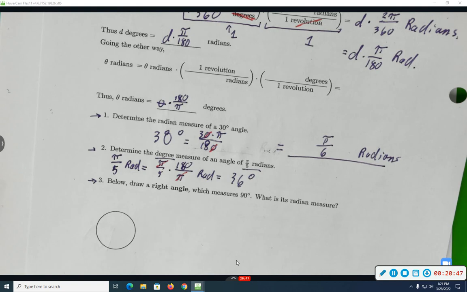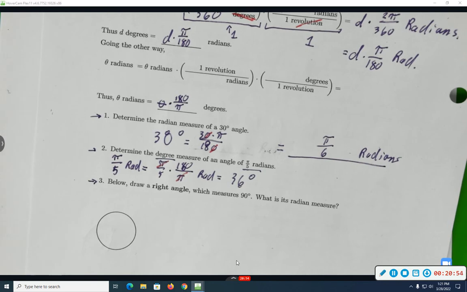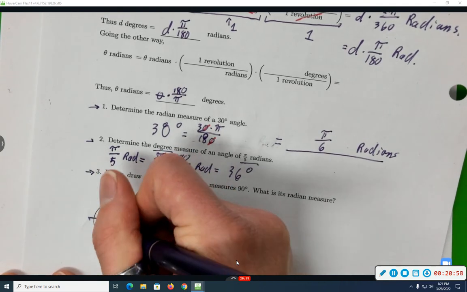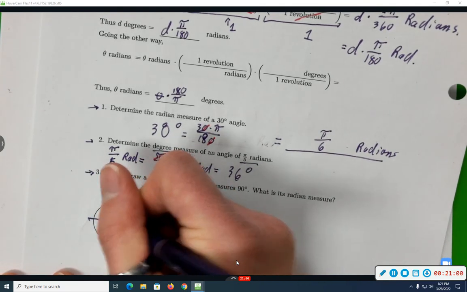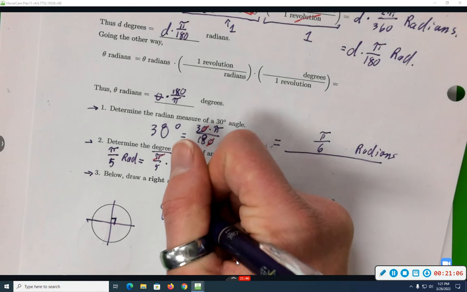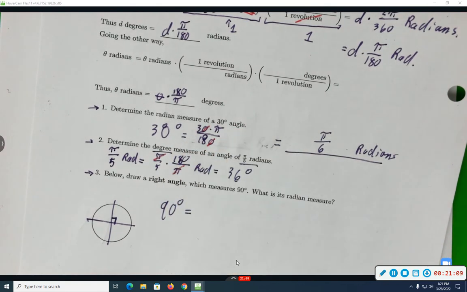All right, let's do one last one like this. Let's try to learn the radian measure of a right angle. There's a right angle. Let's try to figure out its radian measure by using that. It's 90 degrees. So to convert 90 degrees, I need to multiply by pi, divide by 180.